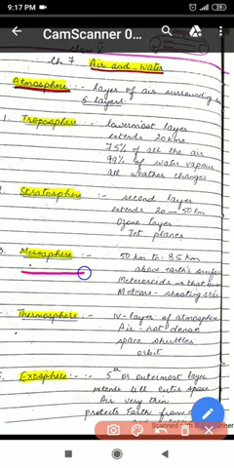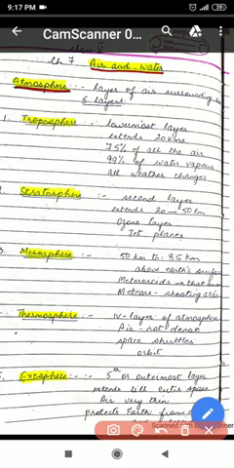Third layer is the mesosphere. It extends from 50 kilometers to 85 kilometers above the earth's surface, and meteoroids that come in contact with earth's atmosphere burn here. Meteors are also called shooting stars. So meteoroids that enter the earth's atmosphere are called meteors. So this layer protects us from meteoroids also.